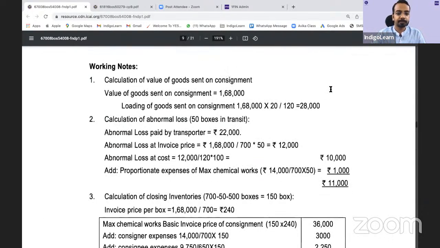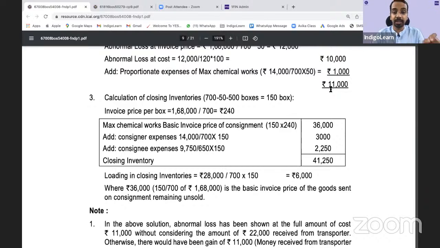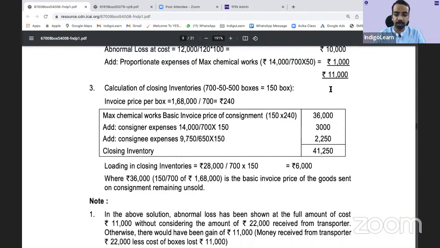And yes, one more important thing I didn't mention so far. Working notes are very, very, very important. Even for a simple calculation, you have to show the working note.